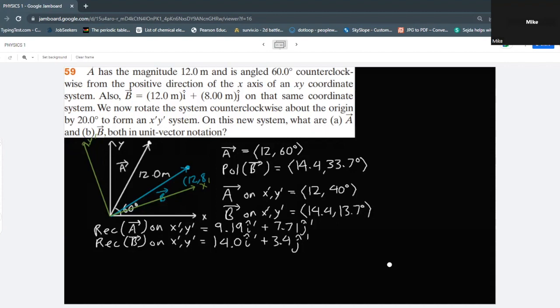Pero kung you're going to submit this, lagyan mo ng calculation lang na saan galing yung 9.19 at 7.71, at saka yung 14.4 and 3.4.